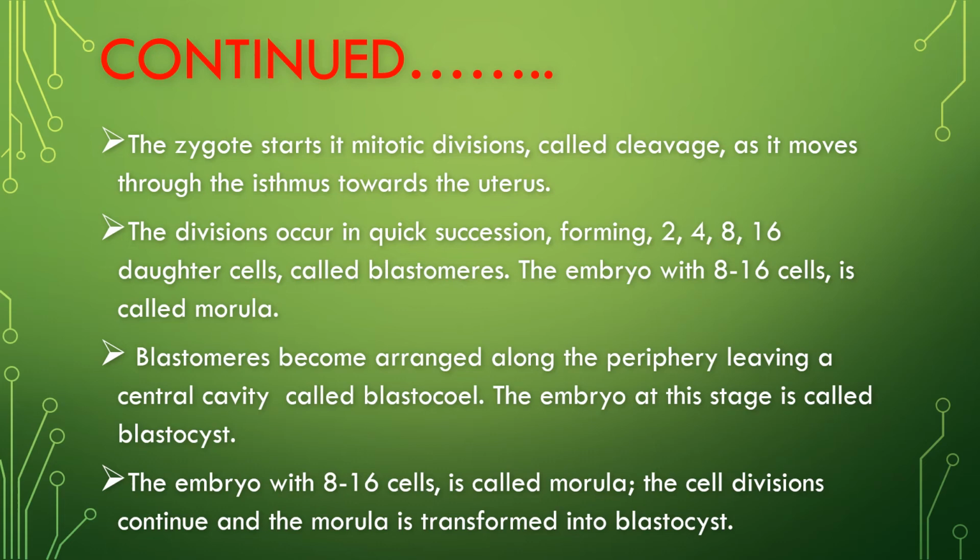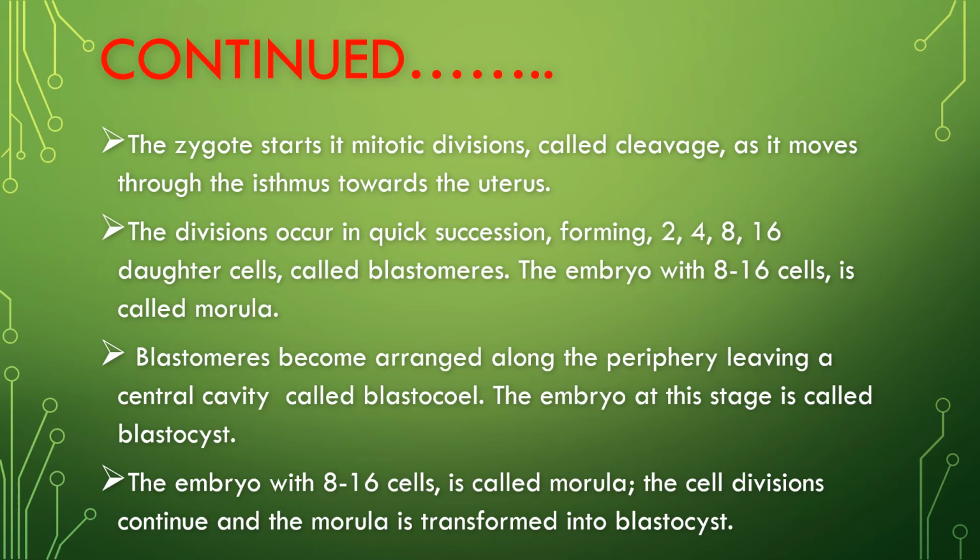So the morula is the stage of the embryo having 8 to 16 cells. Then there is a rearrangement of the blastomeres, and they get arranged along the periphery, leaving a central cavity called the blastocoel. The blastomeres which are bigger in size move to one side of the embryo, and that is called the embryonal knob. Again it divides and gives rise to the 32-celled stage, called the blastula, or we can call this a blastocyst, as the cells get rearranged.